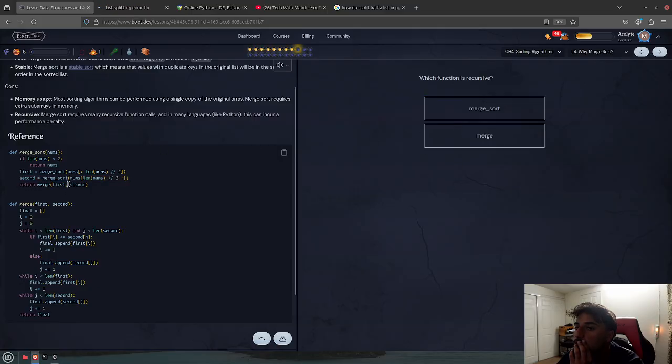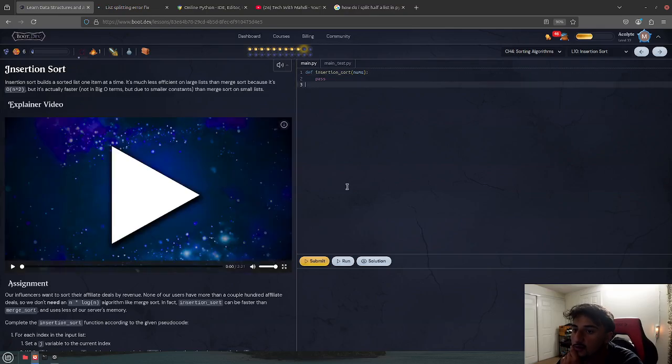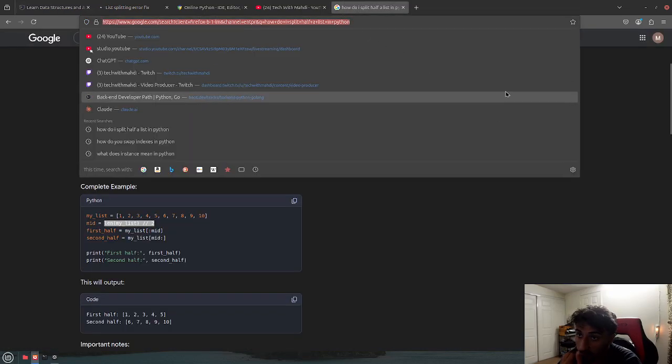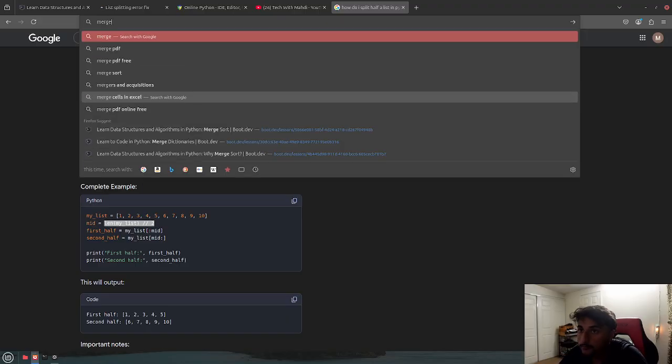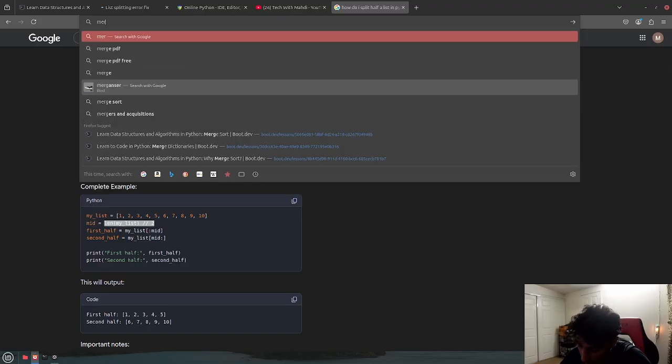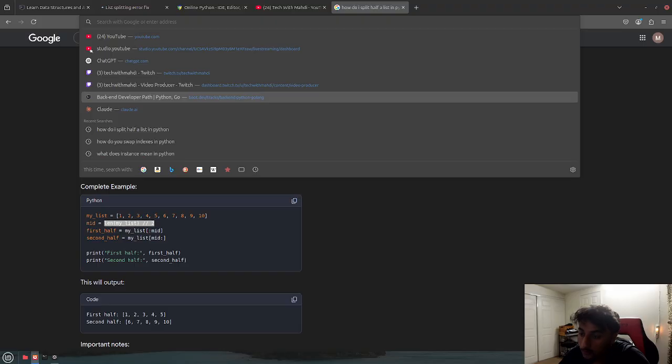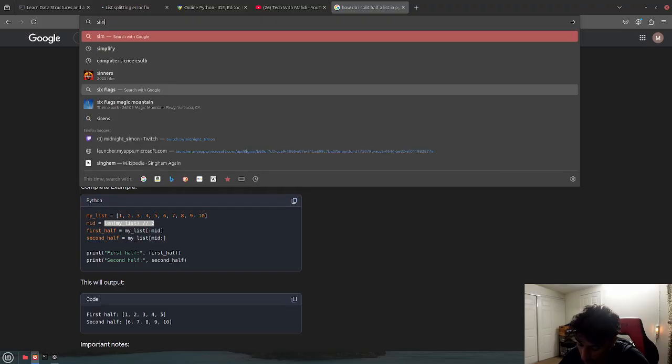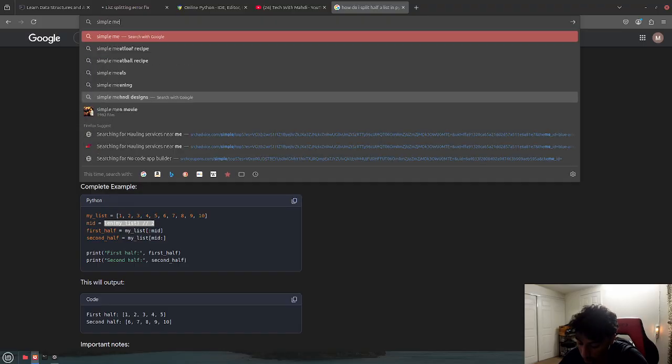And it calls itself here. This is where I'm tripping. Merge sort, yeah. How do I click merge? Oh man. Simple.